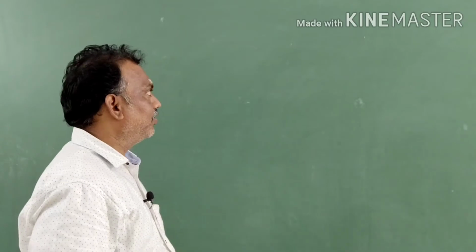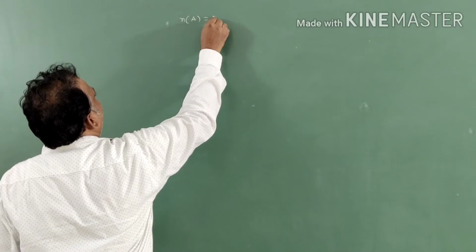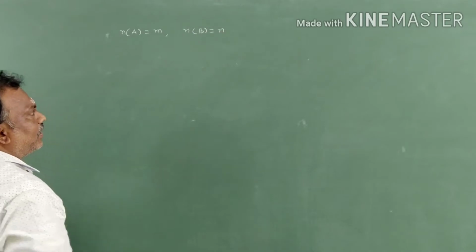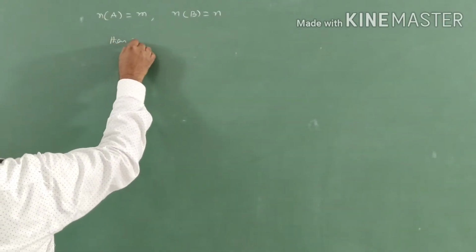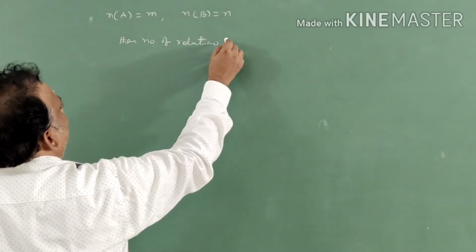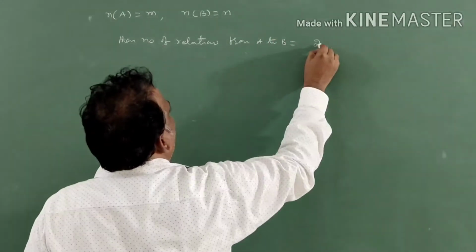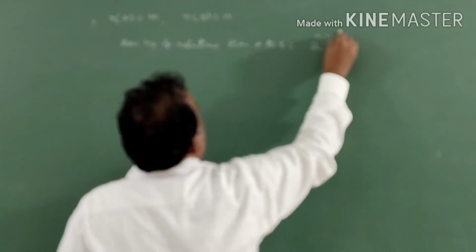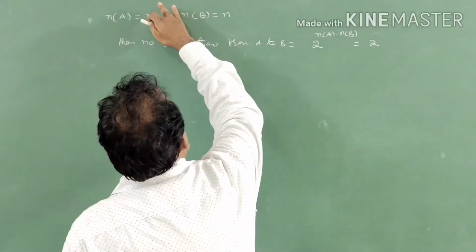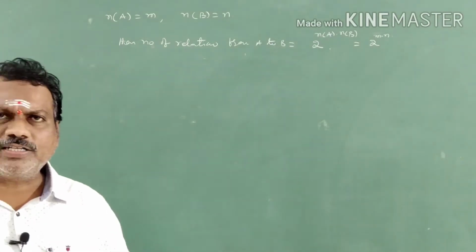Students, now we'll continue that. Suppose the number of elements in set A is equal to m, and the number of elements in set B is equal to n. Then the number of relations from A to B, I already told in the relations, the formula is 2 to the power of n(A) into n(B), which is nothing but 2 to the power of m into n. Like that, we have the number of functions also.